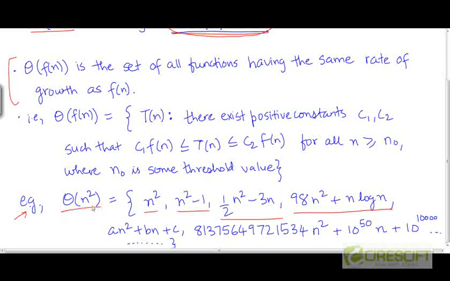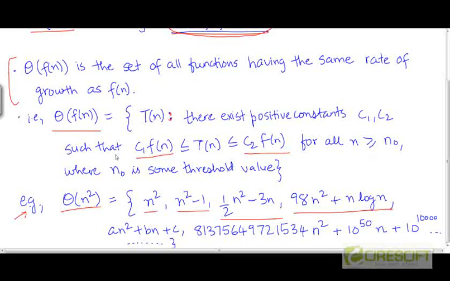So theta of n square is really a set of functions, and in general theta of f of n is a set of functions. It's the set of all functions having the same rate of growth as f of n. So if we write this more formally, we can write theta of f of n as the set of functions of the form t of n such that there exist positive constants c1 and c2 such that t of n can be sandwiched between constant multiples of f of n. That is, t of n is greater than or equal to c1 f of n and less than or equal to c2 f of n beyond a threshold value n naught. That is, when n is large enough to grow beyond this threshold value n naught.